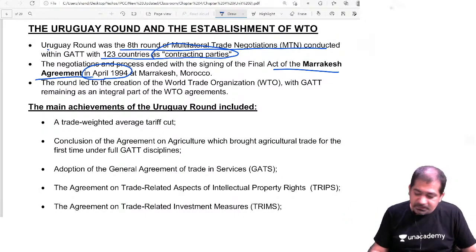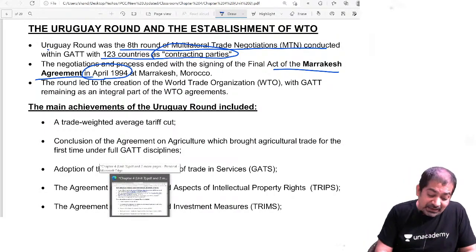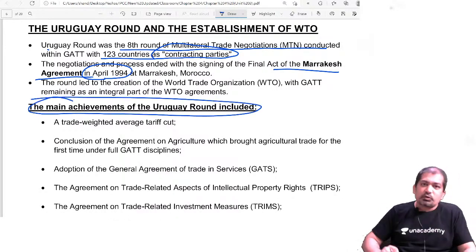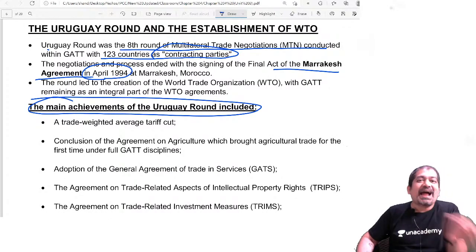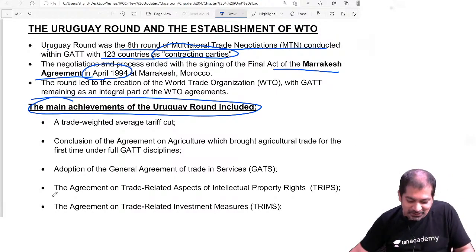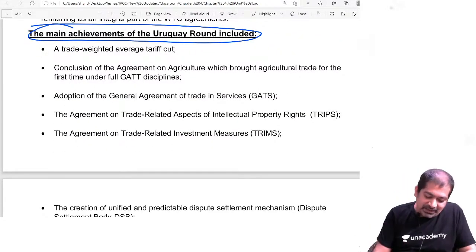Now, the main achievements, what it included here. So remember, now look here, they can ask you what are the main achievements of the Uruguay Round. So whatever is the difference between GATT and WTO, you can write everything that. Let's see how easy it is. You have to apply strategy everywhere. So tariff cut, okay, this one is new.